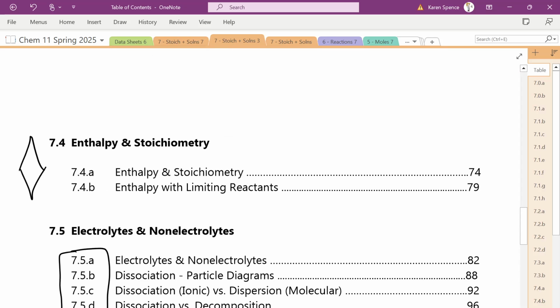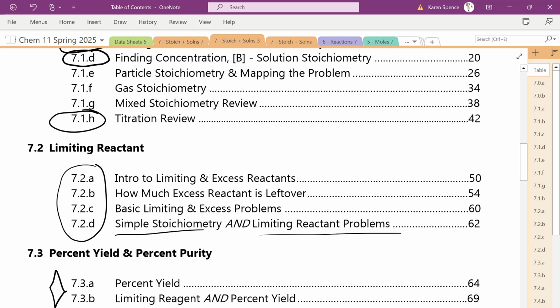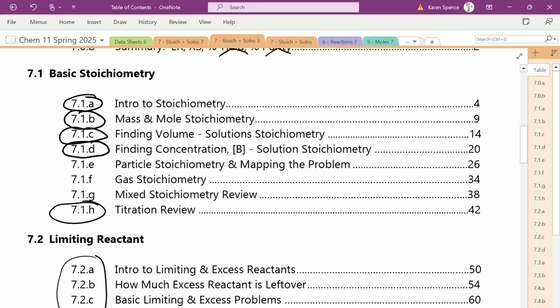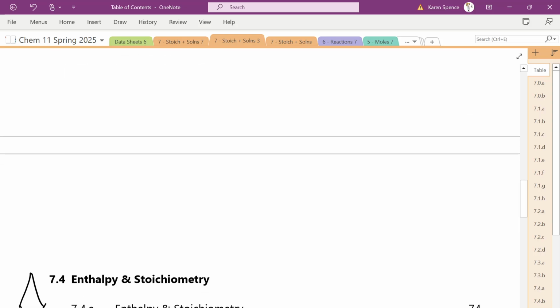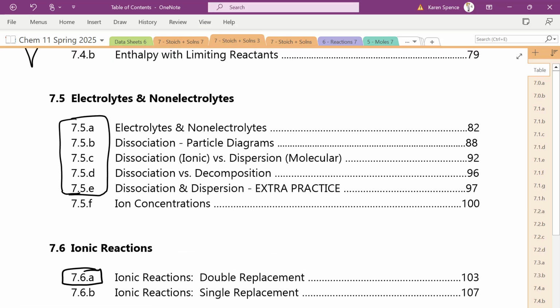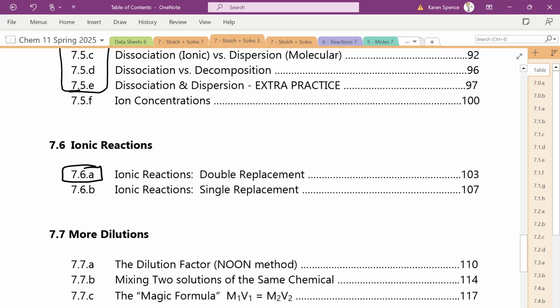So basically what we are looking at is most of 7.1, all of 7.2, most of 7.5, and just the first of 7.6. I will also put those up on Teams. But that's where we're at for Monday's test.